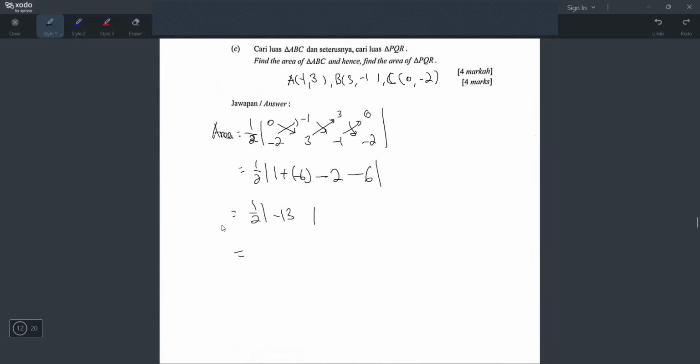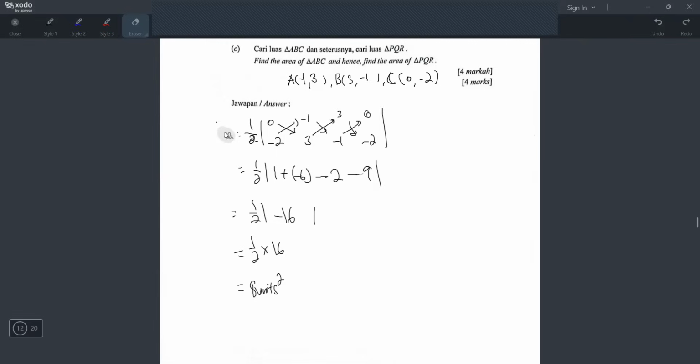Wait, did I do everything correctly? 0, -2, 3, -1, -1, 3. Okay, this one is 1, this one is -6, and then -2. Okay, 3 times 3 is 9. I wrote 6 here. Sorry, 3 times 3 is 9. Careless mistake, so this shouldn't be -13. Let's calculate one more time. 1 minus 6 is -5. -5 minus 2 is -7. Minus 9 is -16. And when you take the modulus of -16, you get 16. Then 16 divided by 2 is 8 units square.